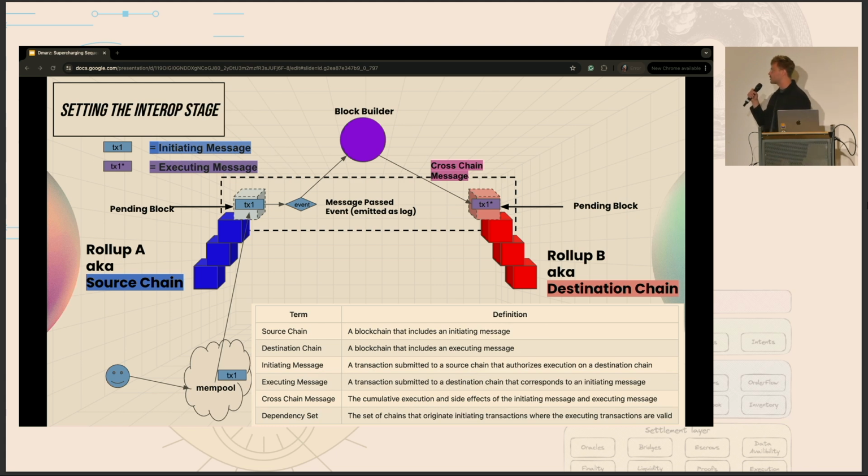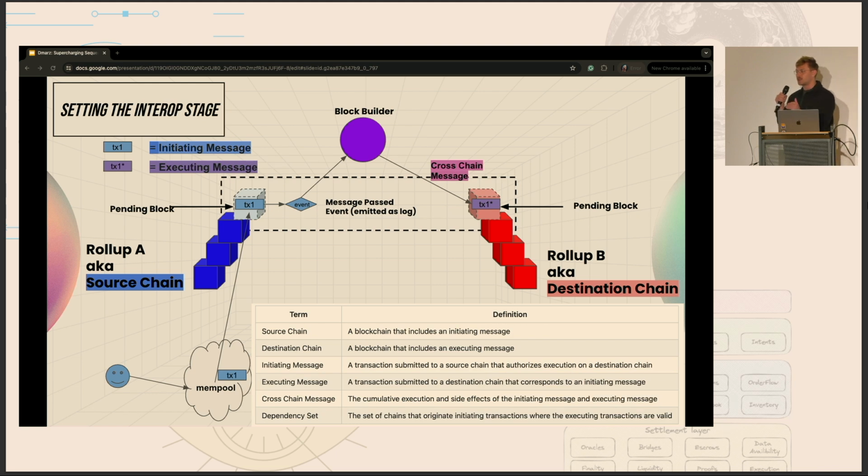Yeah, so this is the Optimism interoperability protocol, as I mentioned. There are two key pieces here: an initiating message and an executing message. Then we have two rollups, rollup A and rollup B, and we're assuming one block builder for both of these chains. So what happens is the user sends a transaction to the mempool. This is seen by the block builder.